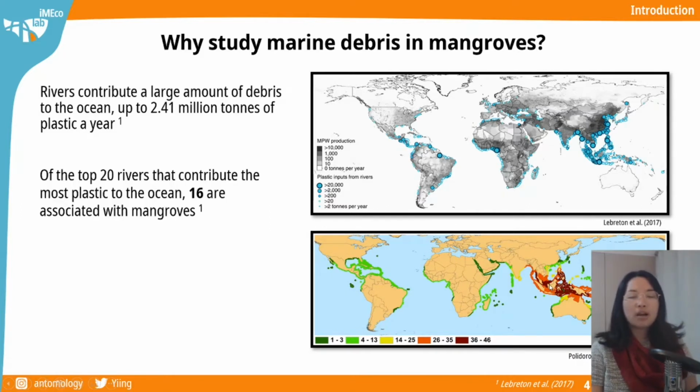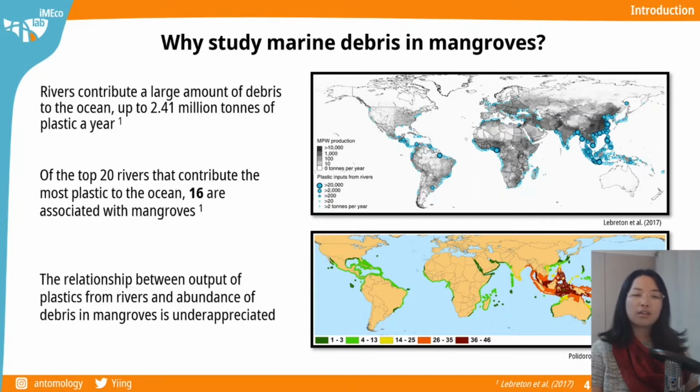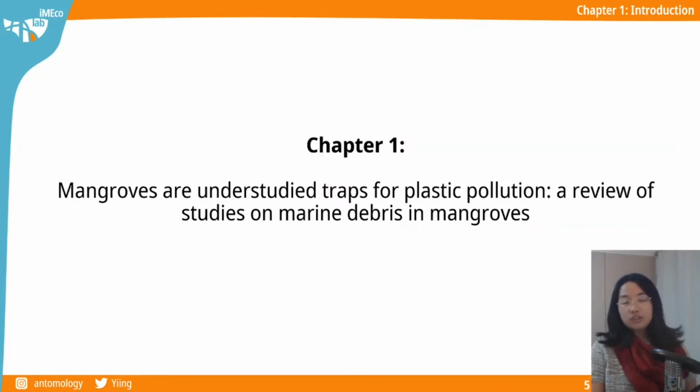So of the top 20 rivers that are polluting into the ocean, 16 of those rivers are actually associated with mangroves. So the overlap between where plastic pollution hotspots are and the peak of mangrove diversity is very interesting, and there's very little research done on this relationship. So that really goes into my first chapter, where I tried to explore what existing studies had been done.